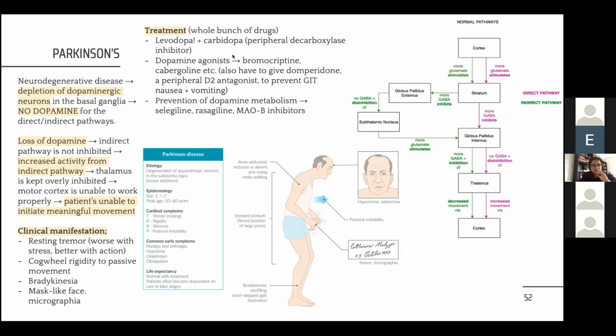You give them levodopa, which is a precursor to dopamine, but you also give them carbidopa, which prevents the levodopa turning into dopamine outside the brain. You can also give some dopamine agonists, but the problem with that is you also have to give domperidone, which is a peripheral antagonist, to prevent nausea and vomiting, because dopamine can act on the GIT and cause nausea and vomiting. You can also give drugs to prevent dopamine from being metabolized as well.